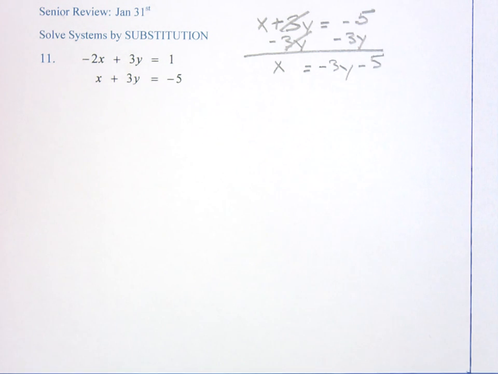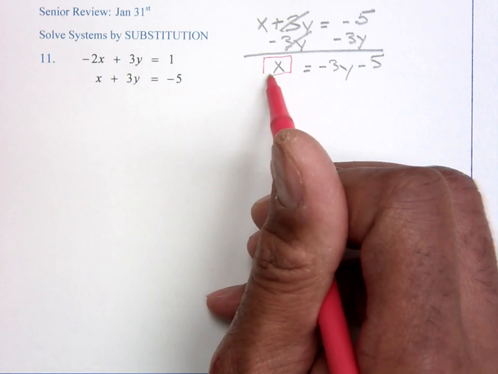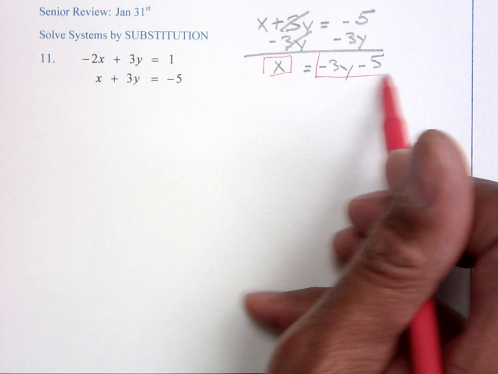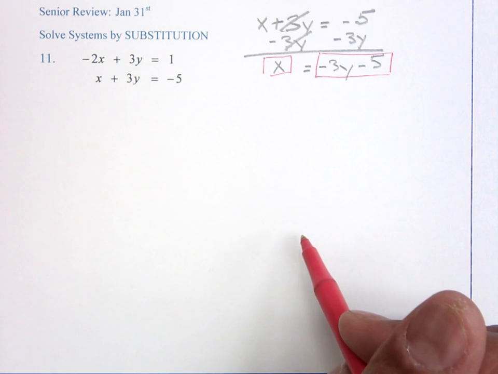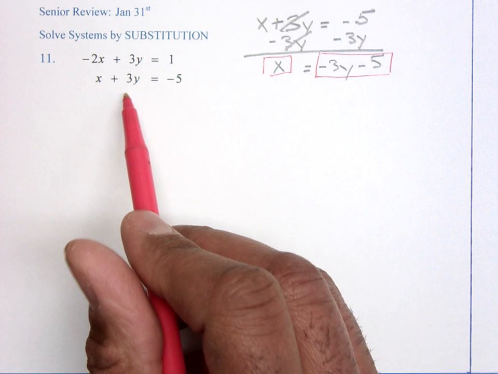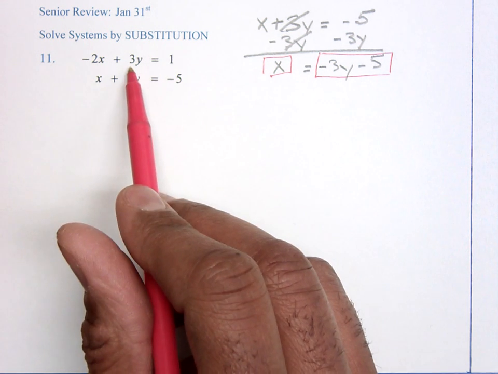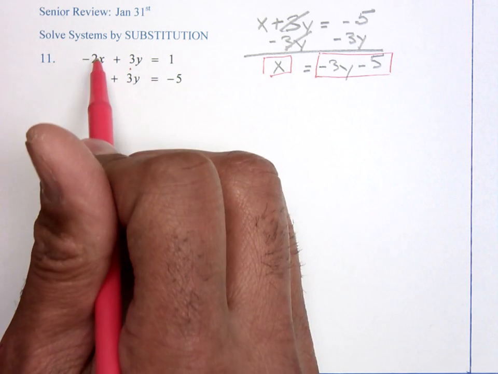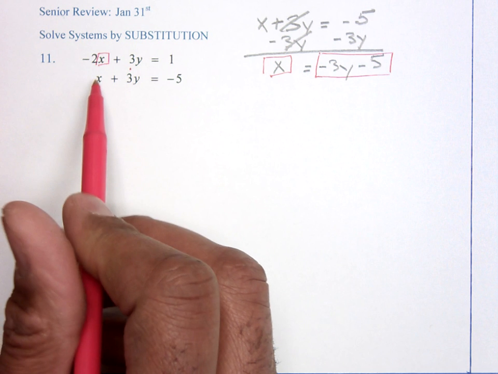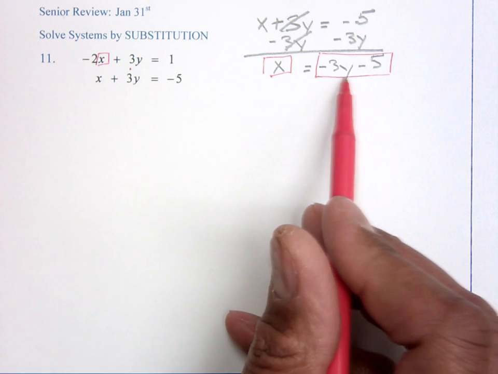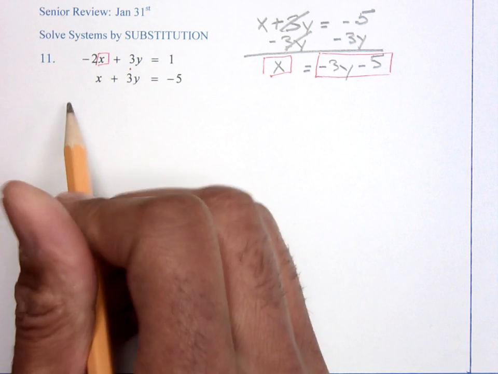So now, whenever we see an x, we're going to replace it or substitute negative 3y minus 5. So we have to go to the other equation, not the equation that we just got this expression from, but we want to go into this equation. So here's the x right here. I'm going to rewrite this equation, but when I see x, I'm going to write this instead. So let me write that equation again here.